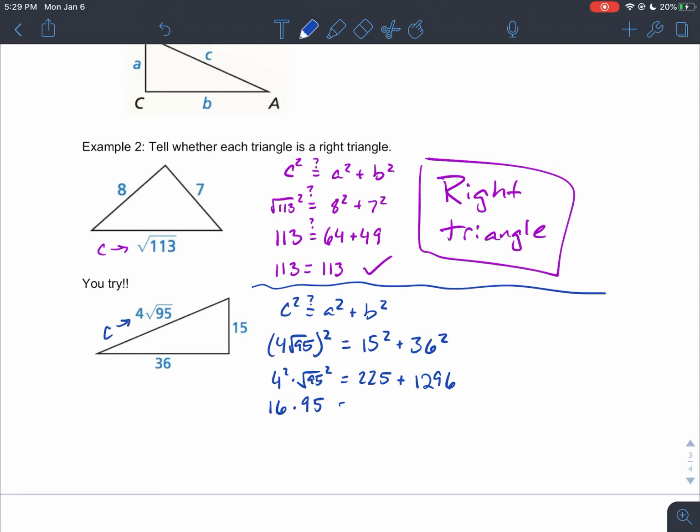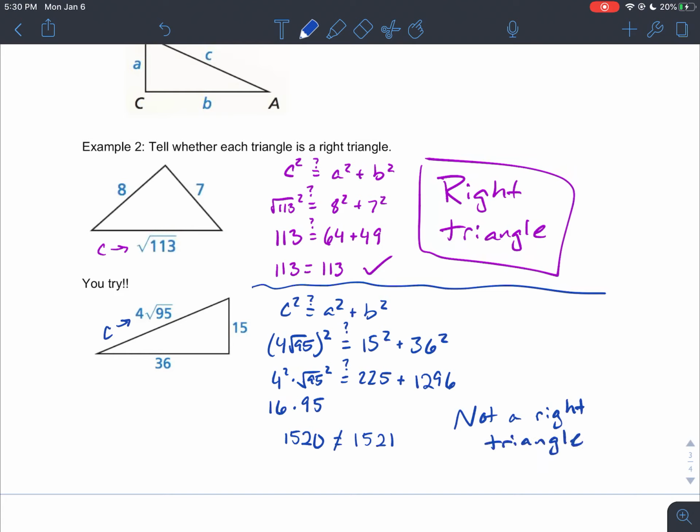I'm just going to skip this step and say 16 times 95 is 1,520. We're checking to see, are these equal? And 225 plus 1,296 is 1,521. So those are not equal. So this is a triangle, but it is not a right triangle.